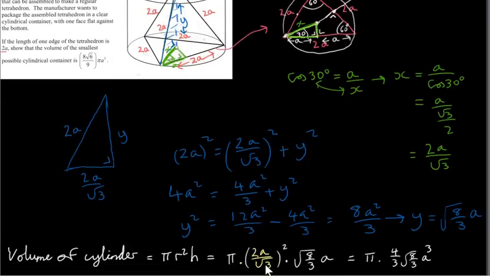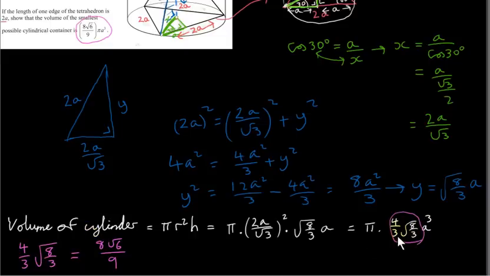So we have 2a over root 3 squared. That's going to give us 4a squared over 3. 4a squared over 3 is multiplied by root 8 over 3 times a. So we get an a cubed from a squared times a, and the 4 over 3 is multiplied by root 8 over 3. Now the form that we want our answer in is this form here. So we want this number here to equal 8 root 6 over 9.